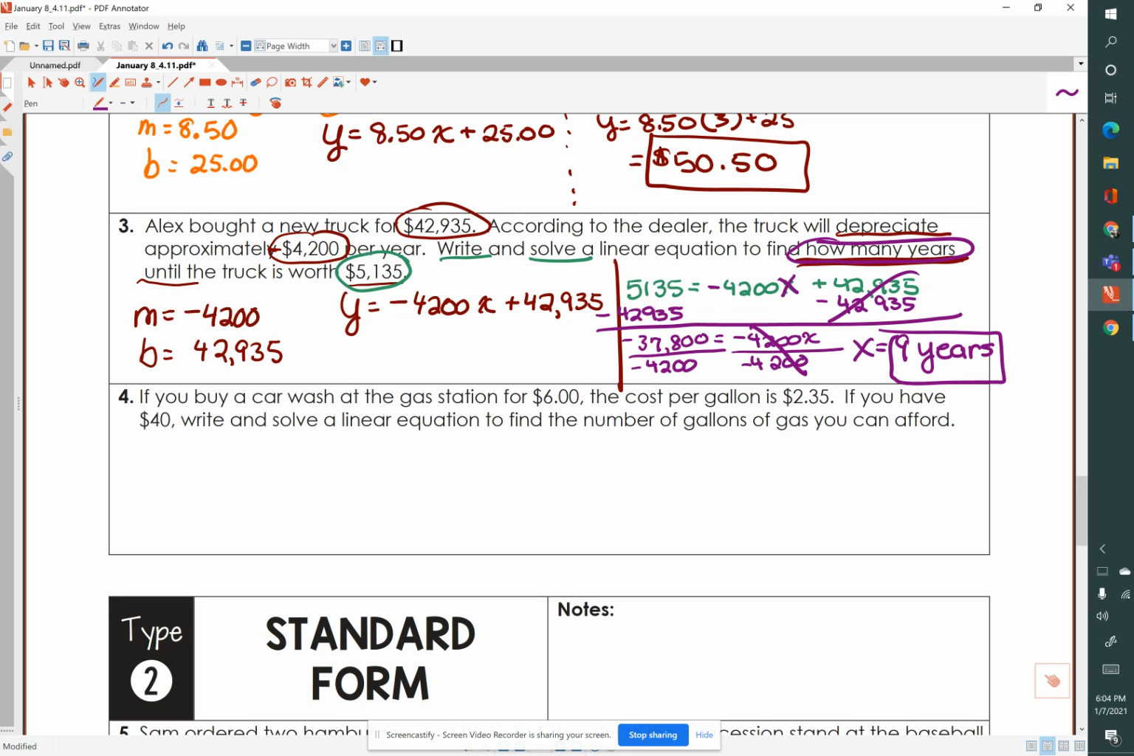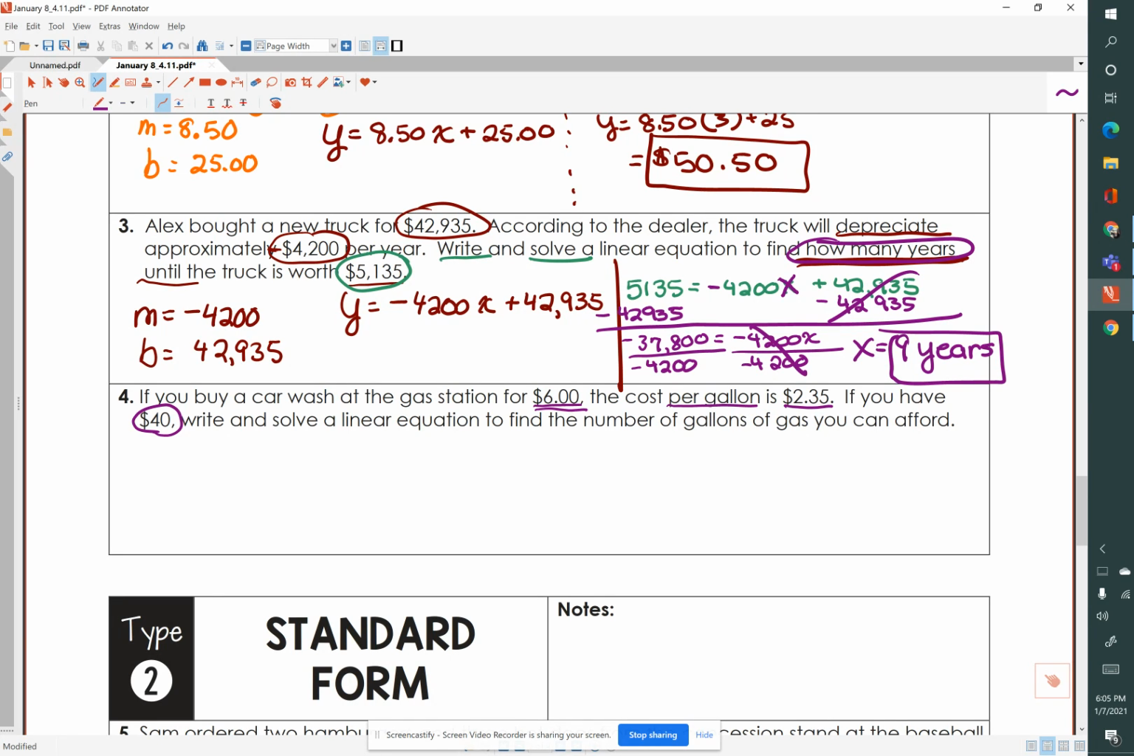So now we're at number 4. I saw this deal. There's been snow on the ground. Everybody's getting their car washed. And I've seen deals like this at car washes in the last week or so. Algebra is everywhere. So it says if you buy a car wash at the gas station for $6, the cost per gallon is $2.35. So they're giving you kind of a discount for getting your car washed. They'll give you a discount on your gas. If you have $40, write and solve a linear equation to find the number of gallons of gas you can afford.